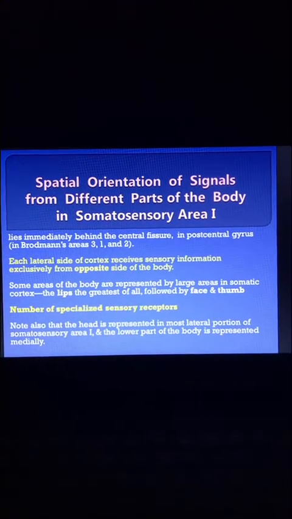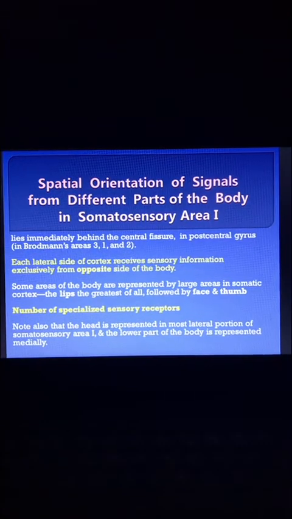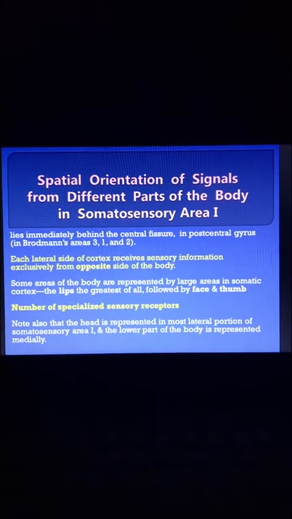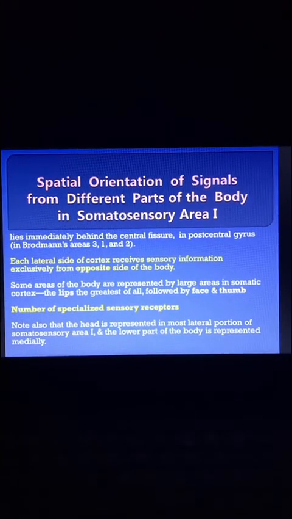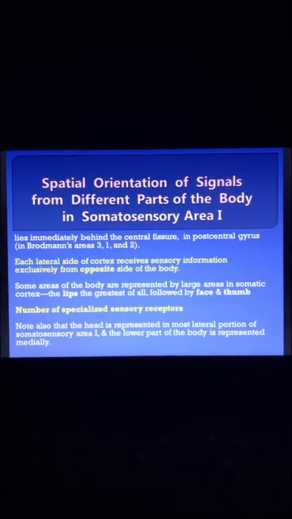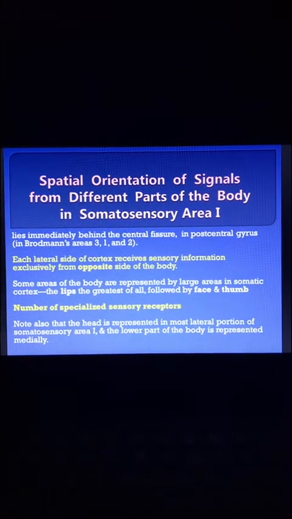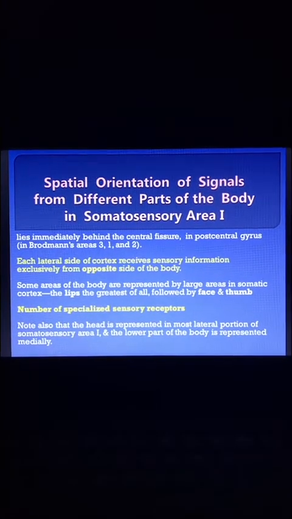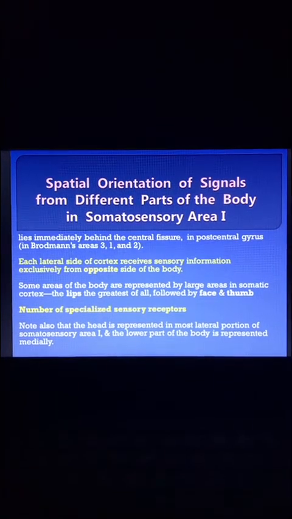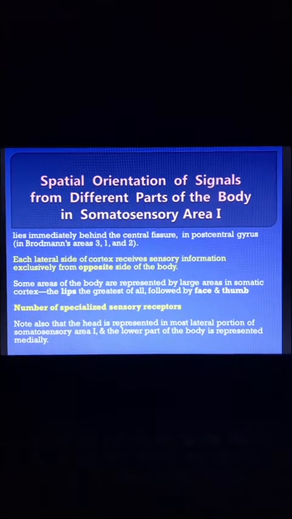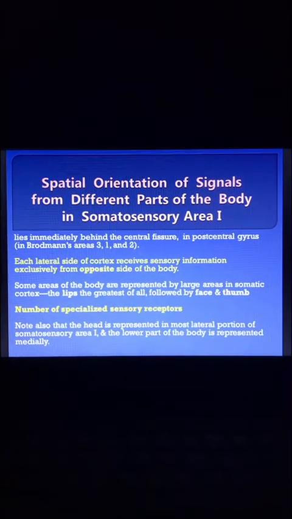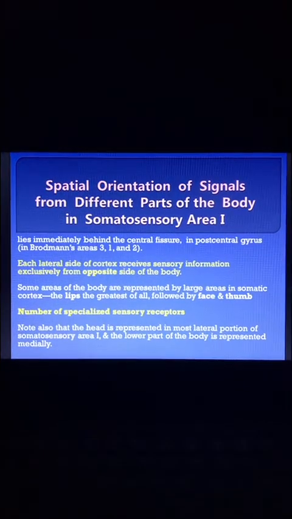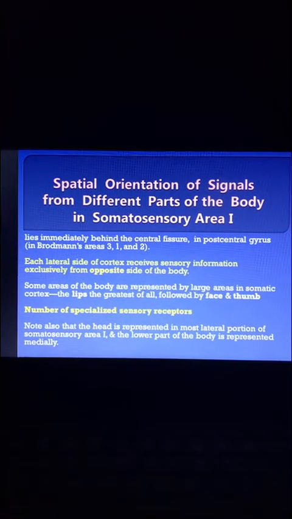Some areas of the body are represented by large areas in the somatosensory cortex. For example, the lips, the greatest of all, followed by the face and thumb. This is according to the number of specialized sensory receptors in these regions: the lips, the face, and the thumb. The head is represented in the most lateral portion of somatosensory area 1, while the lower part of the body is represented medially.